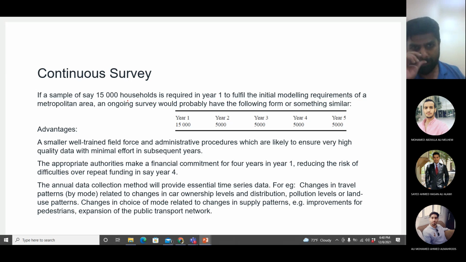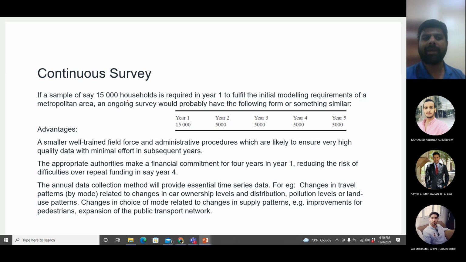So for example, you collect 15,000 household data in year 1, and you prepare a model using those 15,000 values. Next year, you collect 5,000 more values from the same population. So now your total is 20,000, and you can update your model with 20,000 values. Then in the next year, you will have 5,000 more, so you will have 25,000 values and you will keep on updating the model.